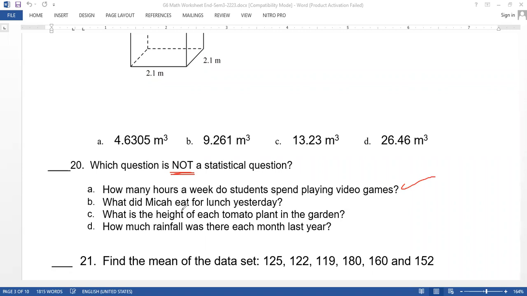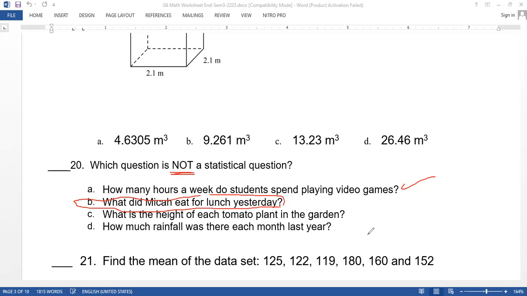What did Mika eat for lunch yesterday? So this question, here we have one answer. What did Mika eat for lunch yesterday? So for example, she has eaten pizza or burger. So here we have only one answer because he identified Mika. So the other answers, let me check the other answers.